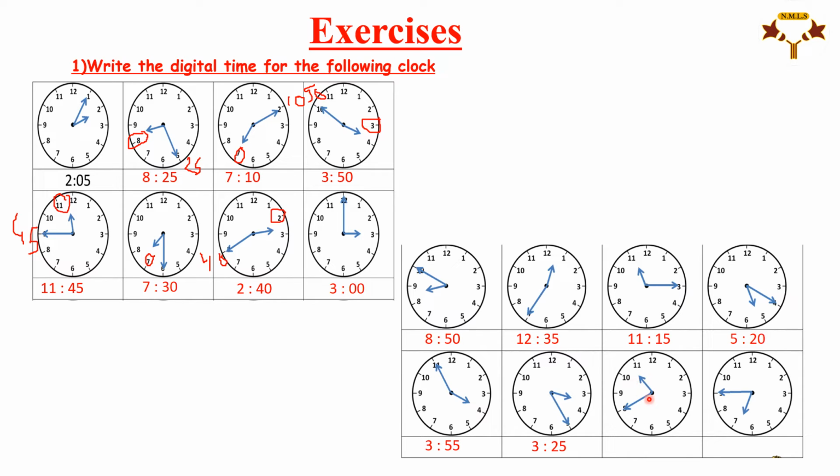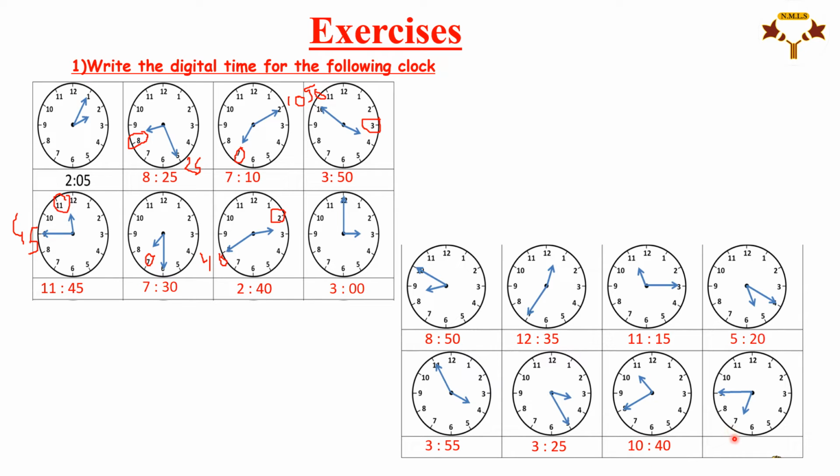Here we have short hand between 10 and 11. Then I will take the smallest. I will take 10, okay? And long hand at 8. We skip counting by 5 from number 1. 5, 10, 15, 20, 25, 30, 35, 40. Then the time will be 10 and 40 minutes.